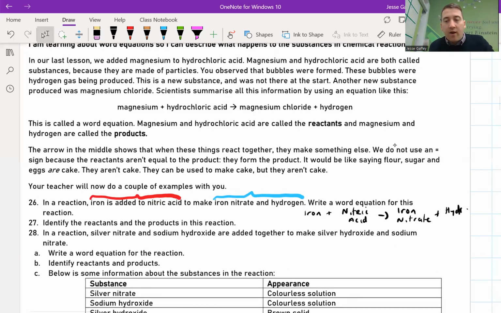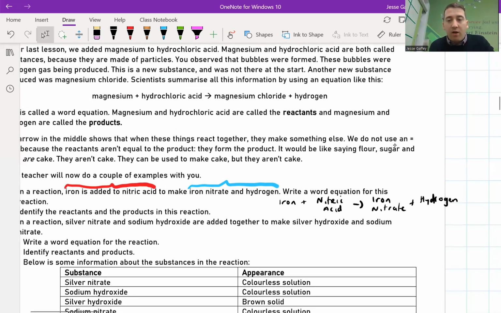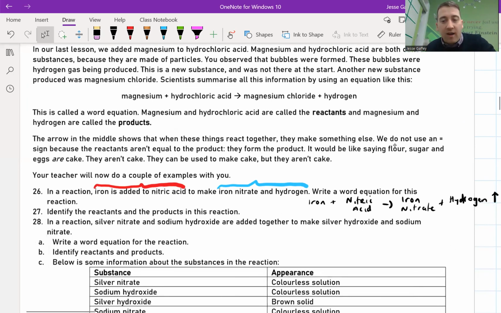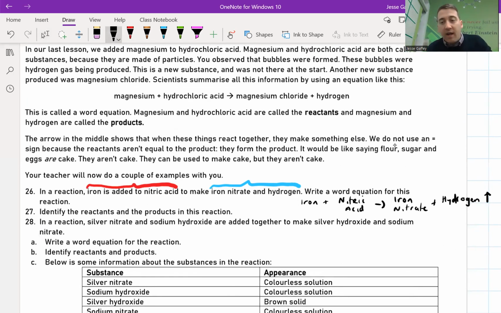I'll be very impressed, but I'm not sure that any of you would have remembered hydrogen, like we saw before, was a gas. So we draw a little arrow up to show it's a gas that evaporates. All right. I'll be very impressed if anybody remembered to do that. Okay. But if not, we stick it in now. And remember, what does that mean? It means it's a gas.